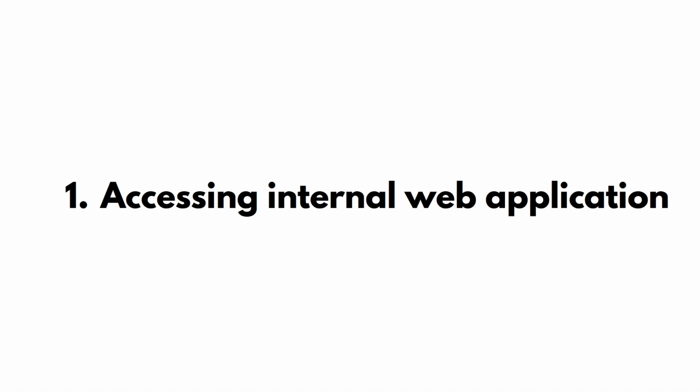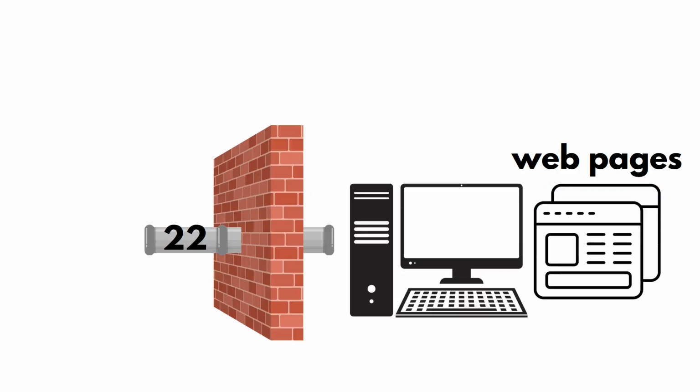Example 1, accessing an internal web application. This is when a web server is only available to users logged directly into the machine that is hosting it. You cannot get to the web pages from outside the server. However, in this case, there is port 22 open, an SSH server that's accessible from the outside. So in this case, we set up local port forwarding and tell SSH, hey, when data enters this port on my machine, send it securely through the SSH tunnel to the internal web server. And just like that, it'll let us in.